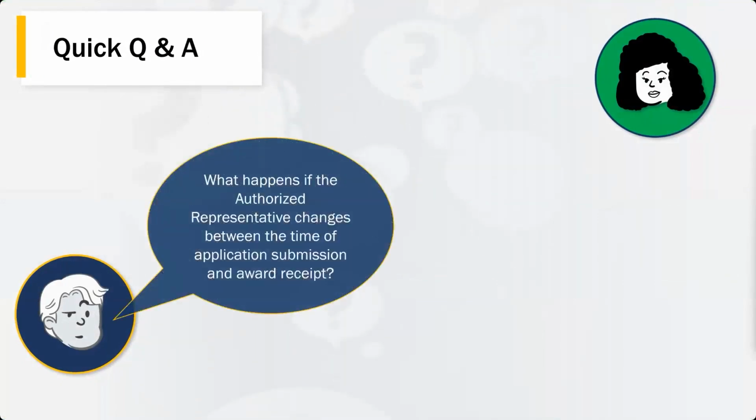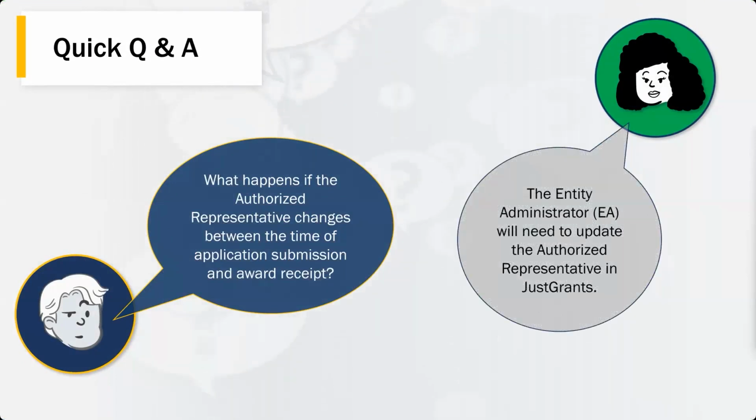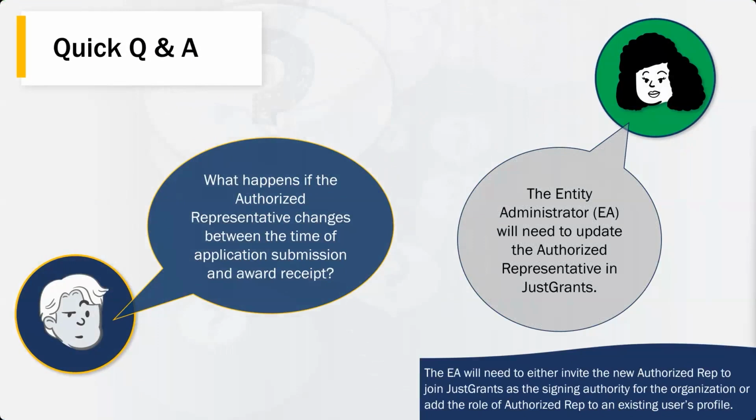Now, what happens if the authorized representative changes between the time of application submission and award receipt? That means that your award administrator is going to need to update the authorized representative in JustGrants. Your entity administrator will need to either invite a new authorized representative to join the JustGrants system, as the signing authority for the organization, or they'll add the role of the authorized representative to an existing user's profile, if they have the authority to serve in that role.